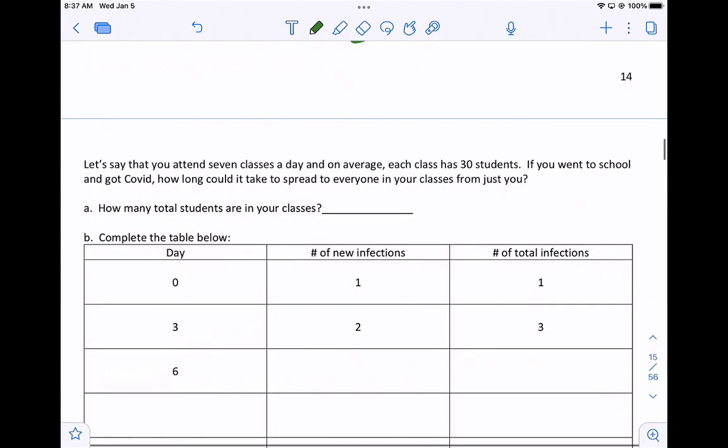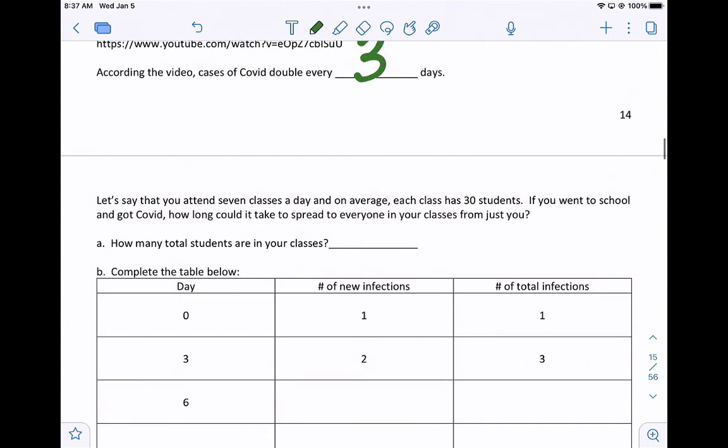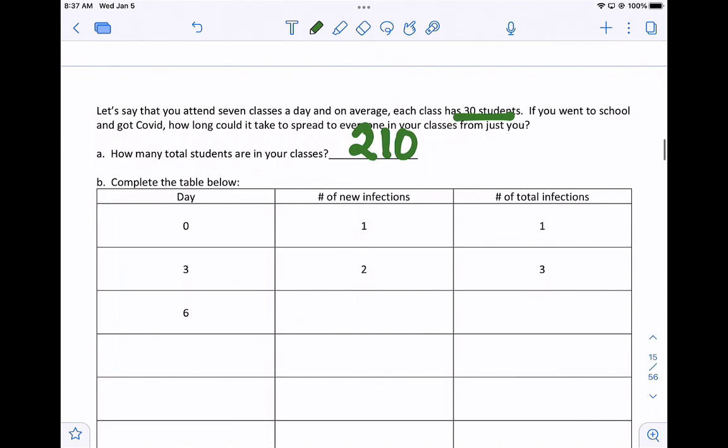So it says, let's say that you attend 7 classes a day, and on average, each class has 30 students. If you went to school and got COVID, how long could it take to spread to everyone in your classes from just you if there wasn't immunization, social distancing, or anything that they talked about in the video? If you have 7 classes and each class has 30 students, we're talking about 210 students in all of your classes. So then it says complete the table below.